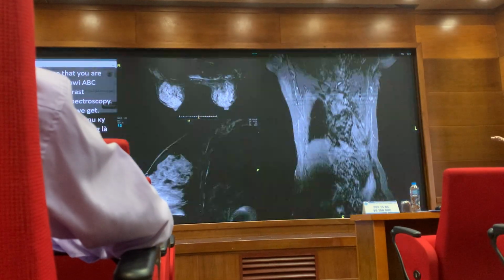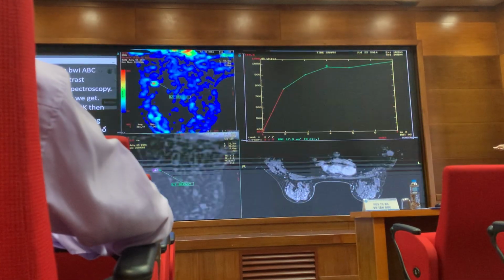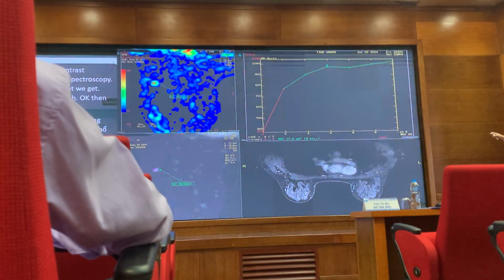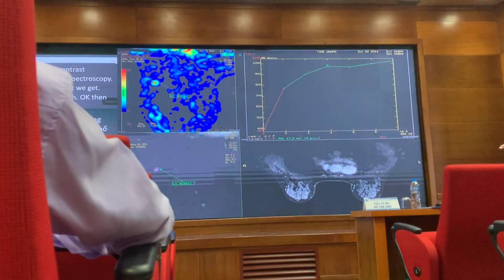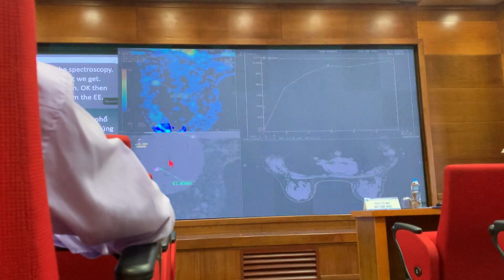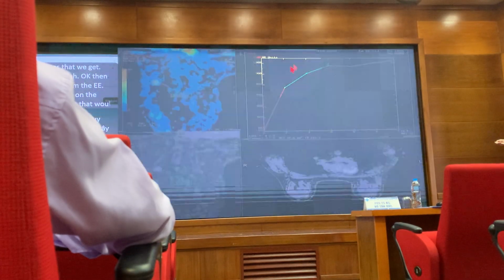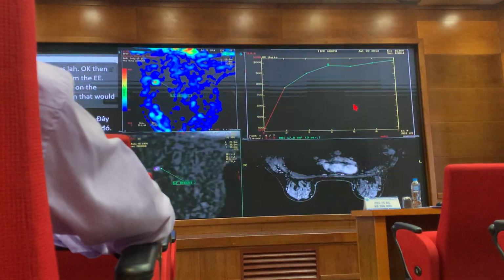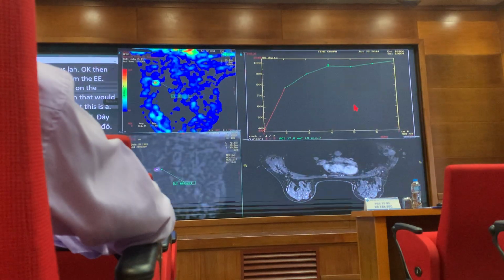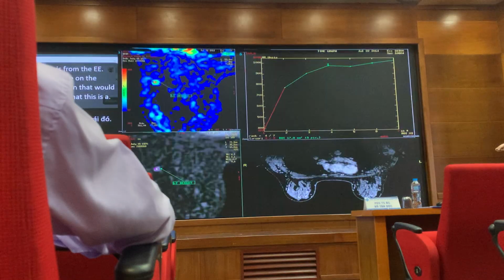This is quite a dense breast. Then throughout the scan, this is from the DCE. Then we put the ROI on the enhancing lesion that we detected and it shows that this is progressive, which means this is most likely not malignant.